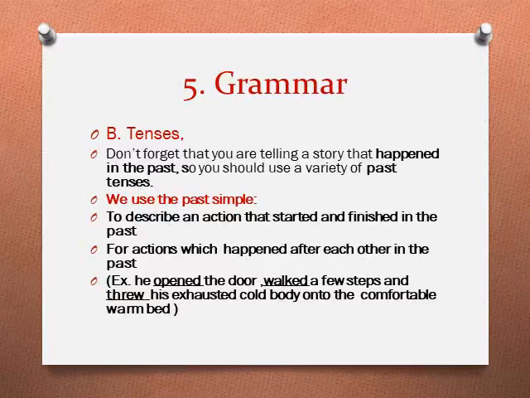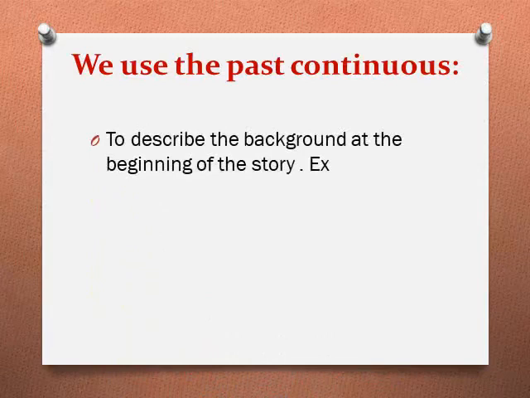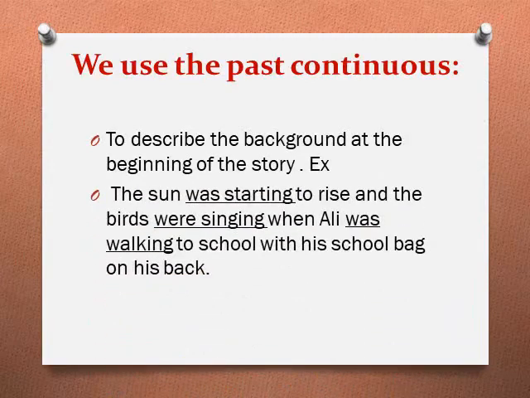We use the past continuous to describe the background at the beginning of the story. Let's read this sentence. The sun was starting to rise, and the birds were singing when Ali was walking to school with his school bag on his back. We use past continuous like what? Like was starting, were singing, was walking to describe the background of the story.